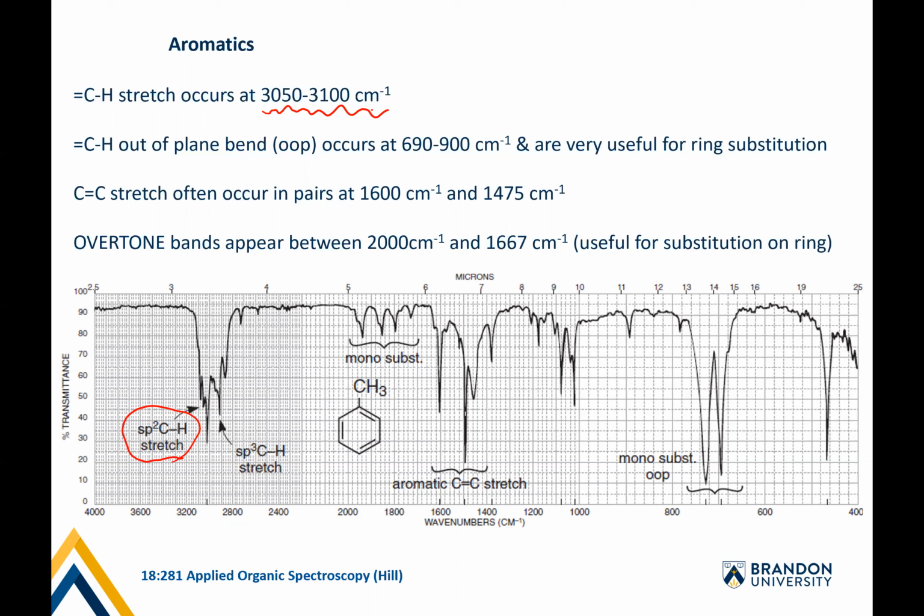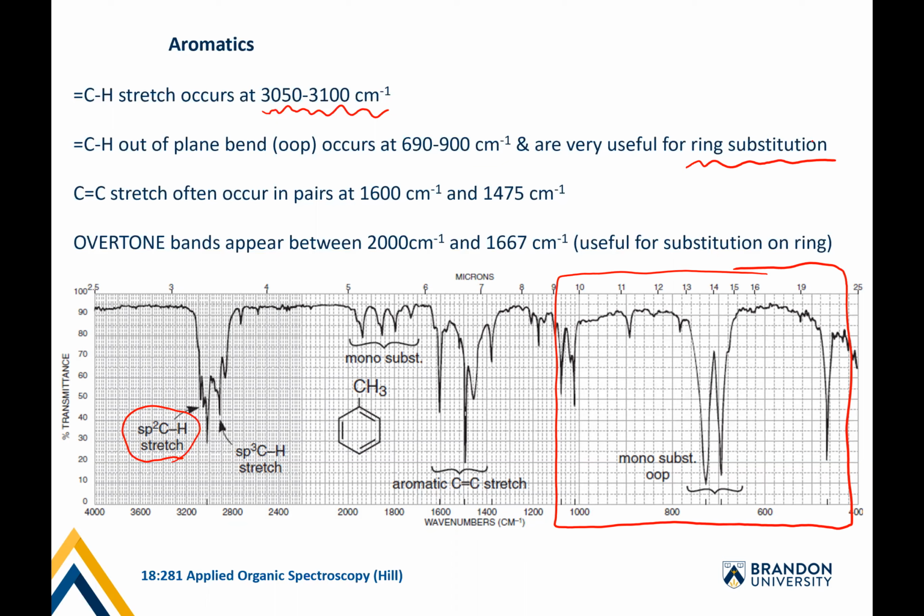The second issue with those CH bonds is the out of plane bending of those carbons. Just like the benzene molecule, aromatics are of course flat, so those protons can bend up and above and below the plane. These bends also appear in the fingerprint region of the spectra, and it's extremely useful for determining the ring substitution.